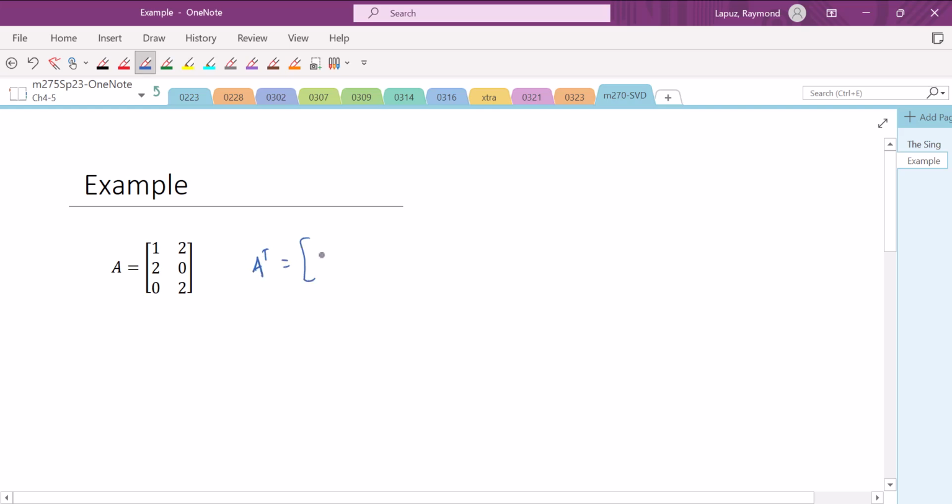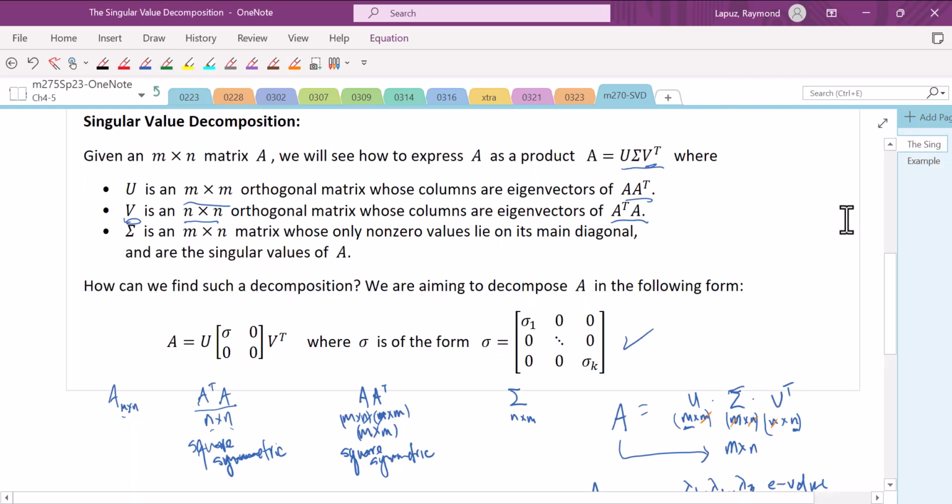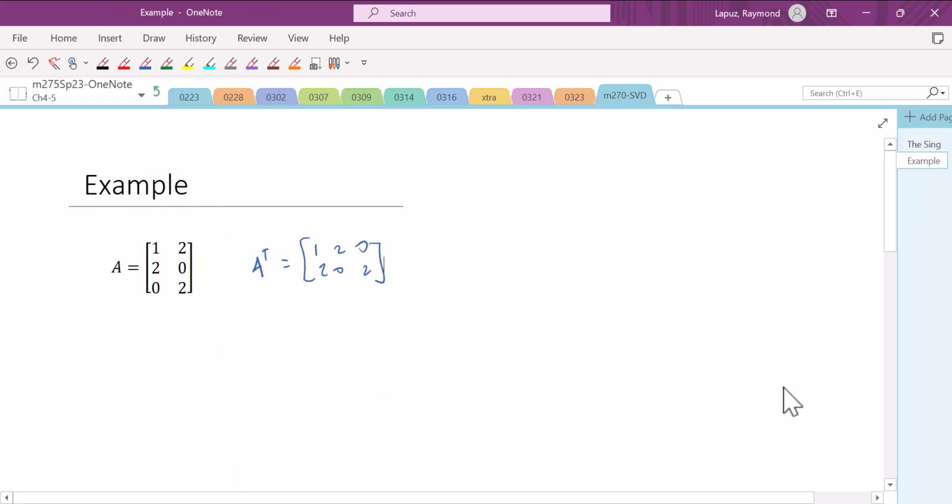This is going to be 1, 2, 0, 2, 0, 2. All right, so now let's figure out the 2 matrices that we need. Let's do A transpose A first. Let me write down the sizes of these matrices. This is a 2 by 3, this is a 3 by 2. So A transpose A would be a 2 by 2 matrix.